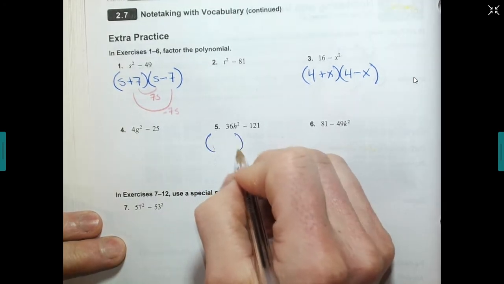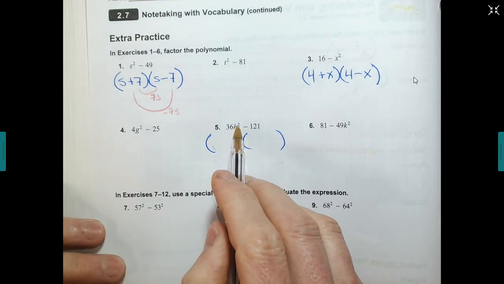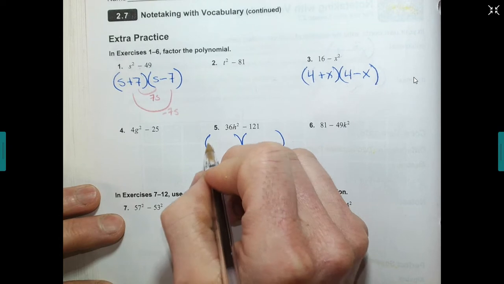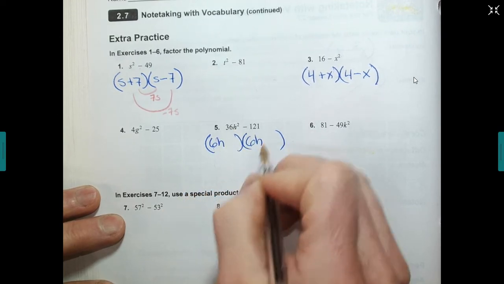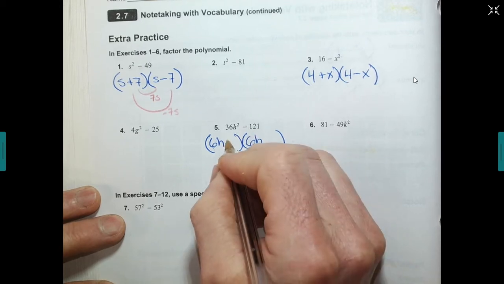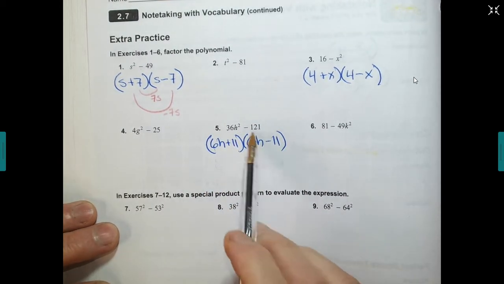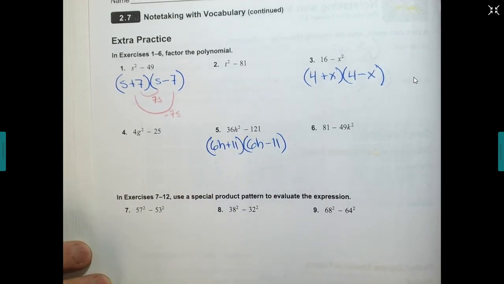All right, let's check. Do we have perfect squares? 36, that's a perfect square. H squared, that's a perfect square. 121, that's a perfect square. So for 36, I have 6. For H squared, I have h. And then for 121, I have plus 11 minus 11, because 11 times 11 is 121. All right, go ahead and do those other three.